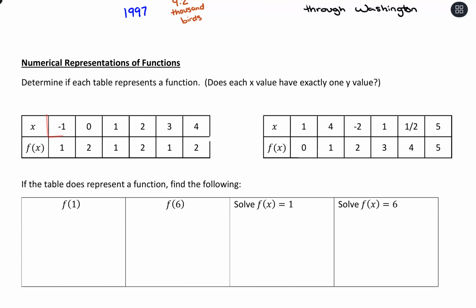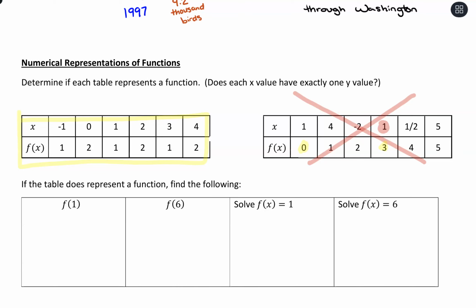So what I'm going to do is just focus on x here. So I see a -1, 0, 1, 2, 3, 4. Those are all different from each other, so I'm liking that table. That table right there is a function. With the next one, what I have is 1, 4, -2, and then I'm seeing 1 again. And as soon as that x value of 1 repeats, I know that is not a function. For every input, there should just be one output, and this is saying when our input is 1, it could have an output of 0 or 3. And that's not okay. So we know that second table is not a function.